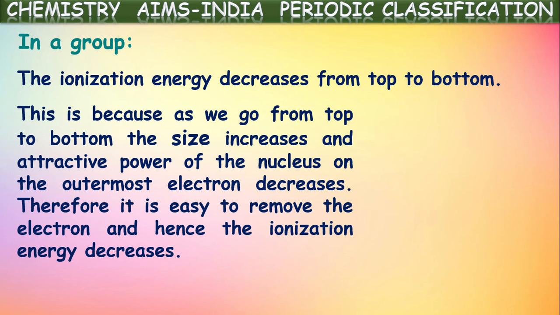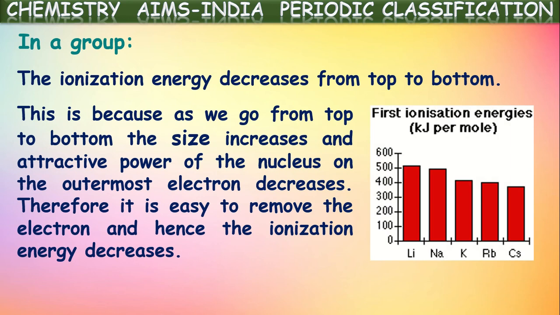This is because as we go from top to bottom, the size increases and the attractive power of the nucleus on the outermost electrons decreases. Therefore, it is easy to remove the electron and hence ionization potential will be decreased. If you see, for the elements present in the first group, the ionization energies are mentioned here. See, gradually they decrease from lithium to cesium. So lithium has the highest ionization potential among these, and then sodium, potassium, rubidium, cesium, francium.